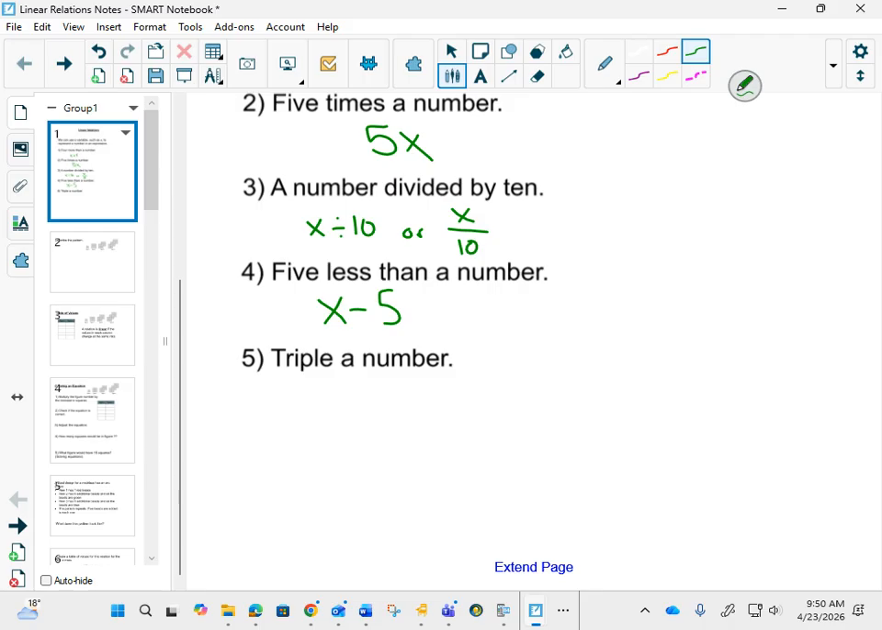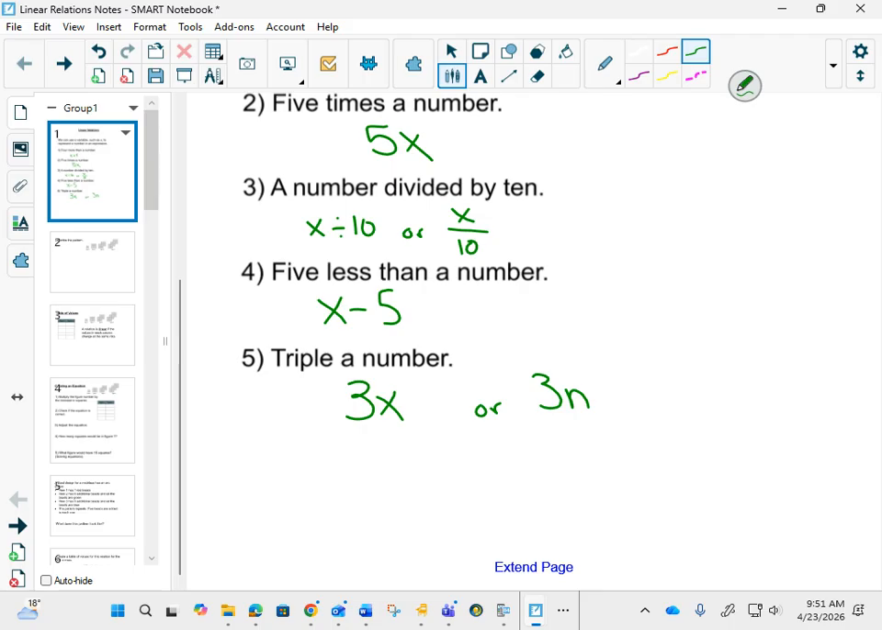And triple a number. Triple means 3 times, so that would be 3x. So in algebra we can have an x, but it didn't have to be an x. You could use n for number, so you could use 3n. Or maybe Q for number: you could do 3q. You get to choose whatever variable you like.